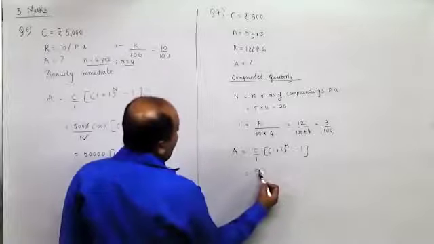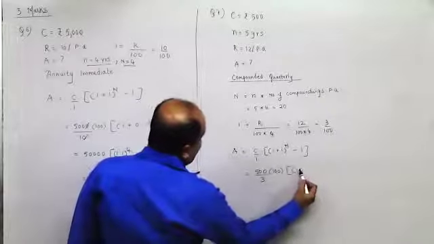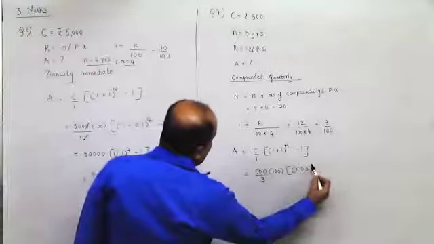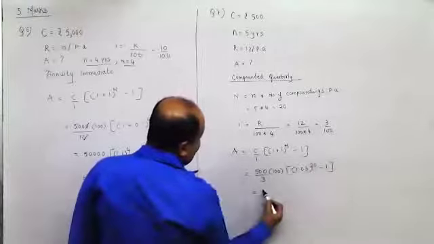Now, what is C here? It is 500. What is I here? 3 upon 100. This is 1.03 raised to n, which is 20, minus 1. Now, what is 1.03 raised to 20?